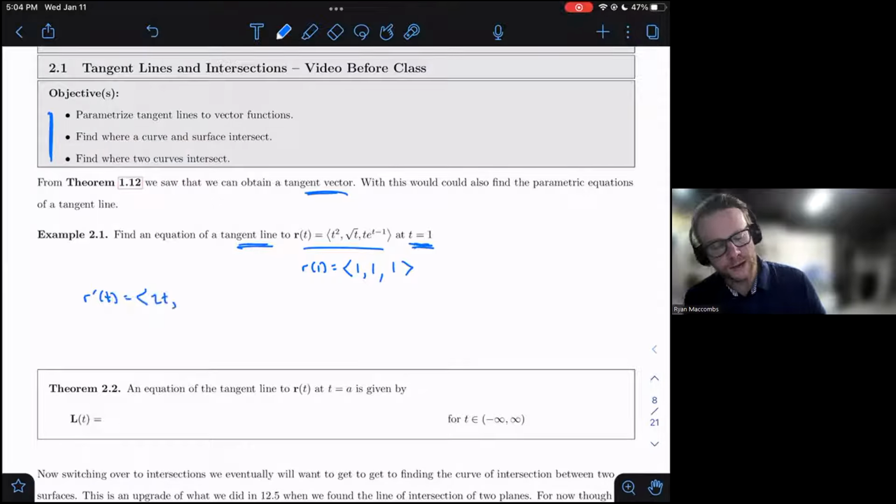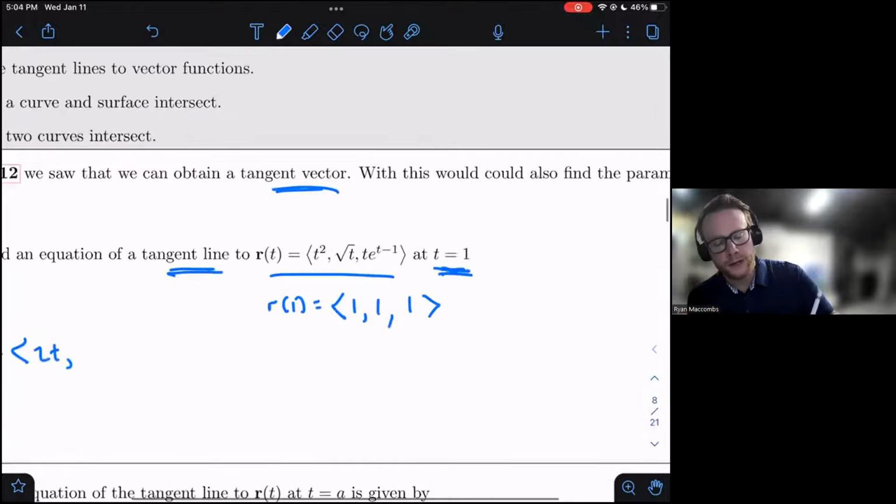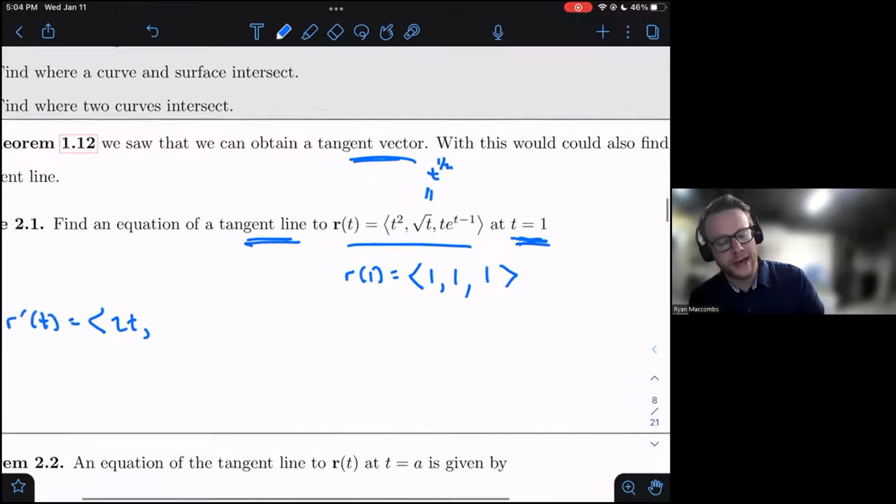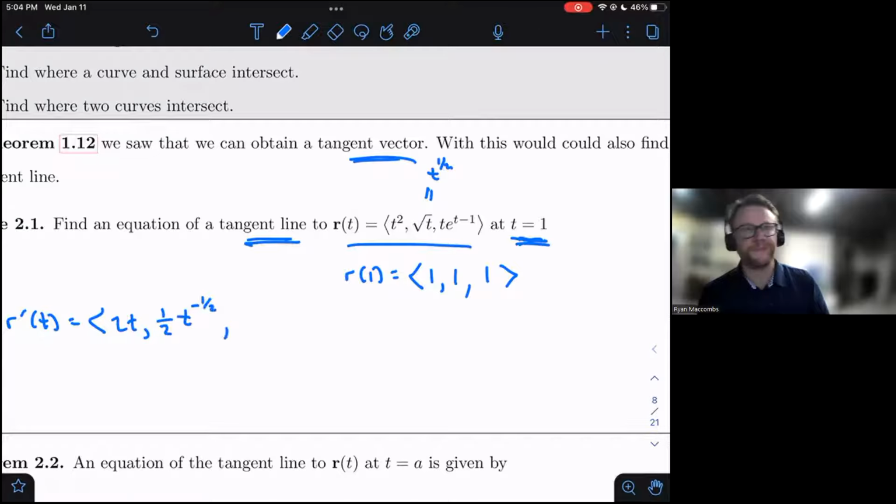Well, this one's not so bad. The derivative of t squared is 2t. The derivative of the square root, well, remember the square root is the same thing as raised to the 1/2 power, so this is equal to t to the 1/2 power. So if I take the derivative of that, the 1/2 comes down and I reduce my power by 1.